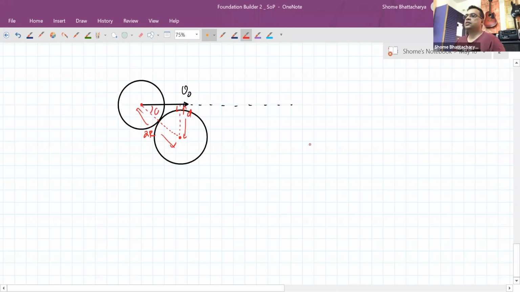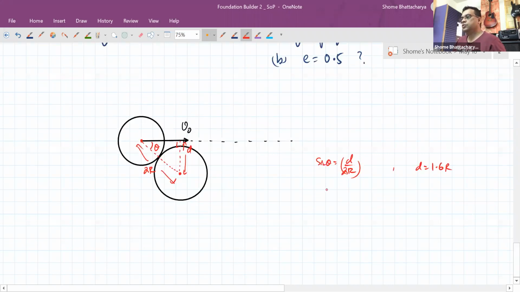If this angle is theta, you can see that sine theta is equal to D divided by 2R. Now remember, D was given to us as 1.6R, correct? Yeah, 1.6R. So you can see that theta is sine inverse of 0.8 or sine inverse of 4 by 5. So that means theta is how much? Theta is 53 degrees.